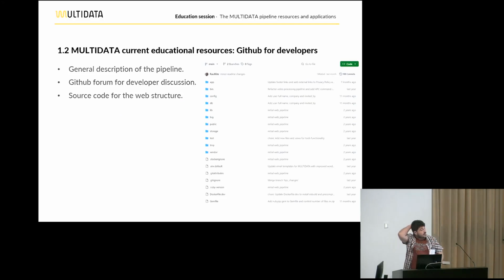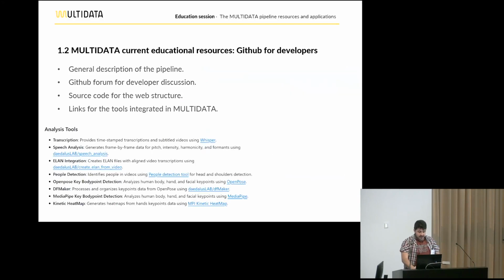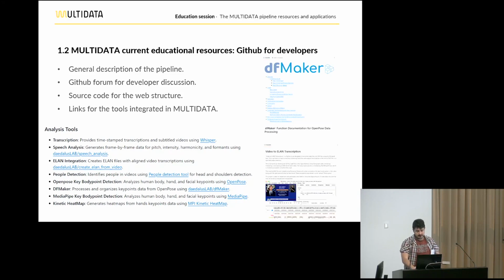You also have there the source code for the web structure of the pipeline, so you can go there and grab whatever you want. And there are also plenty of links for all the tools that are integrated into the multi-data platform. Brian talked before about DF Maker, and Raul mentioned the whole video to ELAN transcription process. All that stuff is code that has been written by the multi-data team, and it is available in our GitHub. Other types of software that are open source, Whisper, OpenPose, we have direct links to their respective GitHub pages, so you can go there, get their code, and get started with it. So all the information is there.